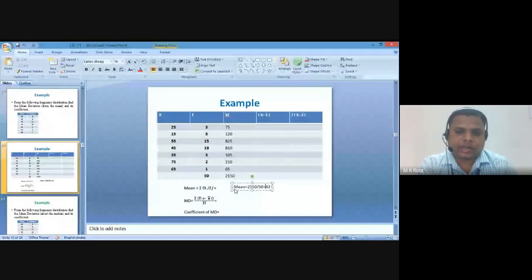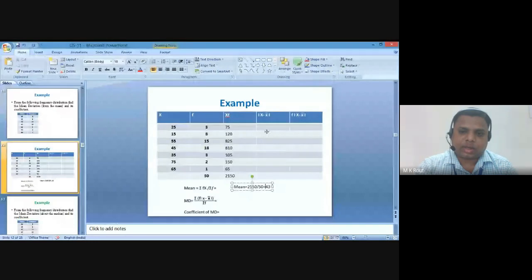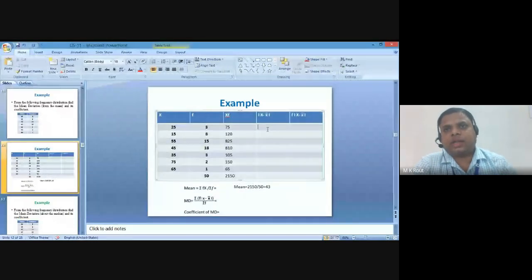Then calculate the next column, that is x minus x bar. That means x is 25 and your x bar is 43. How much? 18. No, minus 18 should not be considered, because you kept it inside the modulus. In the calculation of mean deviation, negative and positive signs should be ignored. That is 18. Is it clear? Okay, moving to the next one.